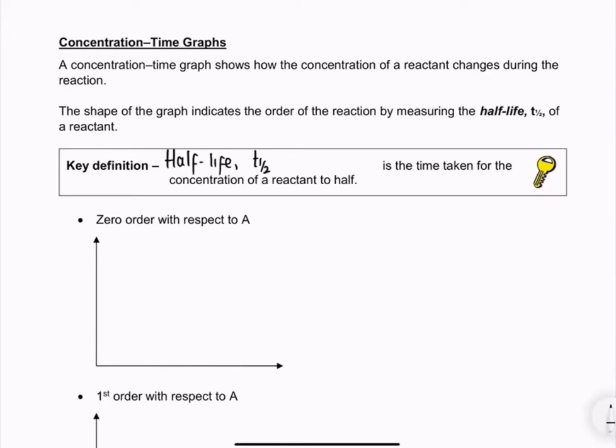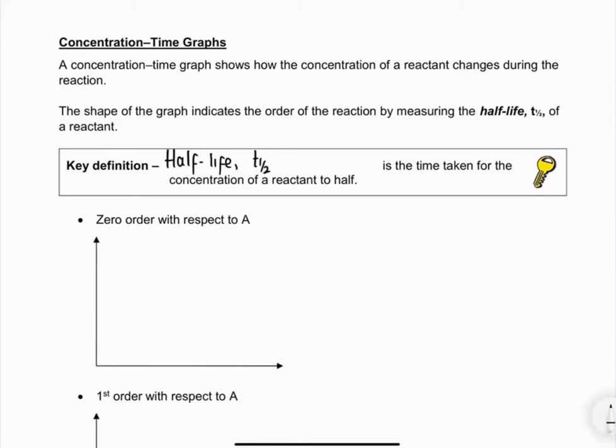So consecutive half-lives would be, for example, if I started at 10, how long would it take to fall to 5? How long would it take to fall from 5 to 2.5, and then from 2.5 to 1.25 moles per decimeter cubed? They would be consecutive half-lives, but they don't have to be consecutive.